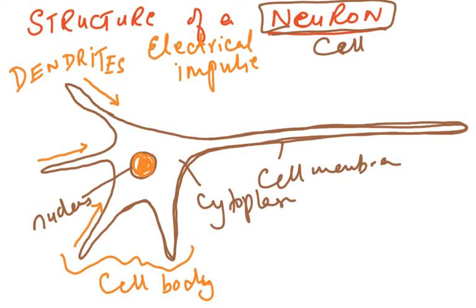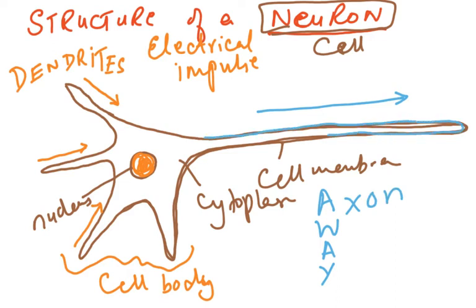And that which is carrying impulses away is called the axon. So this part is the axon. So we have to understand, number one, dendrites, those which are carrying impulses to the cell body, and axon, A for away, which is away from the cell body. Please, the cell body is the focal point. So that which is carrying it away is called the axon.